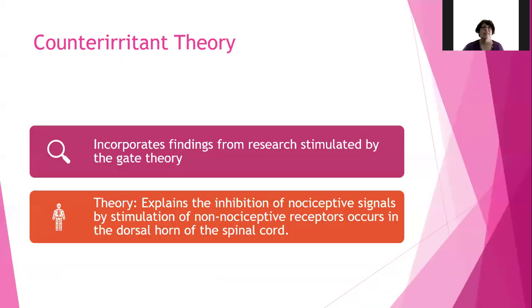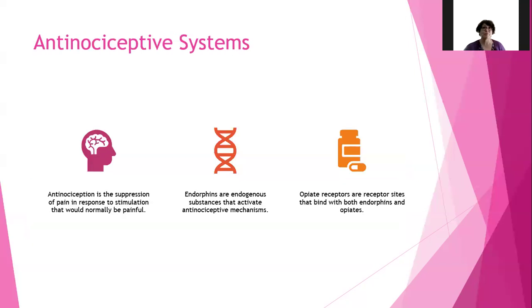The counter irritant theory incorporates findings from research that was stimulated by gate theory. And the counter irritant theory explains the inhibition of nociceptive signals by stimulation of non-nociceptive receptors in the dorsal horn of the spinal cord. So it affects pain transmission, like we talked about. So gate theory is like the original thought, and counter irritant theory is what came out of it. And we'll talk about the 5-level anti-nociception schema, and this is level 2 in that 5-level schema.